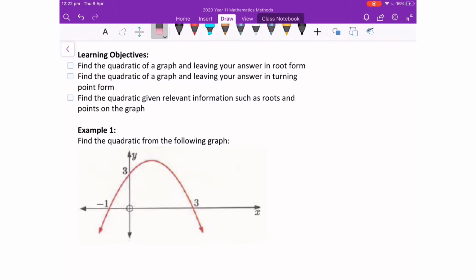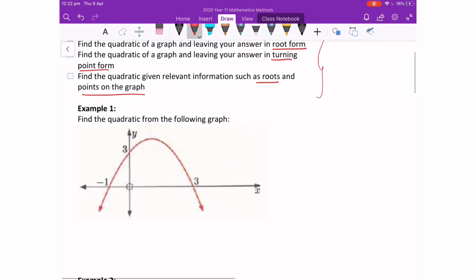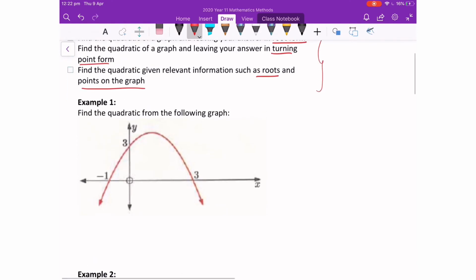You can see in the learning objectives at the top here, these are the things that we're going to try do. Okay, so we've got how to find our answer in root form, in turning point form, and then also when you're given information such as roots and points on the graph. Okay, so that's what we're going to try and do for the next few videos. Okay, so here's my example here. I've got a graph and to find the quadratic from the following graph.